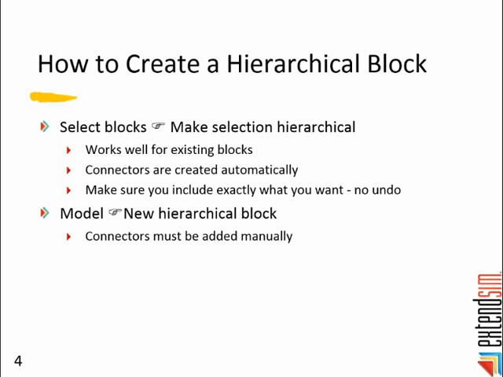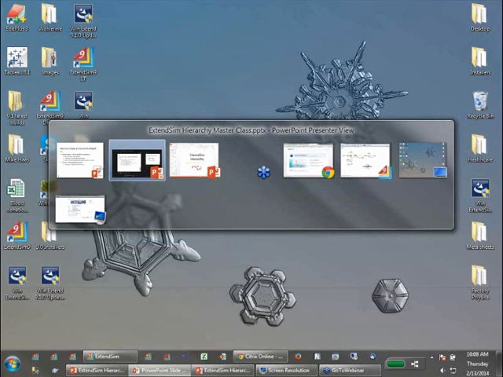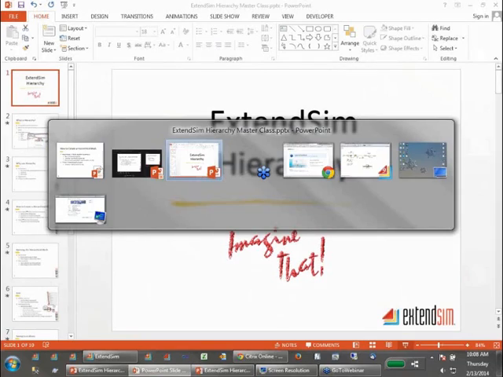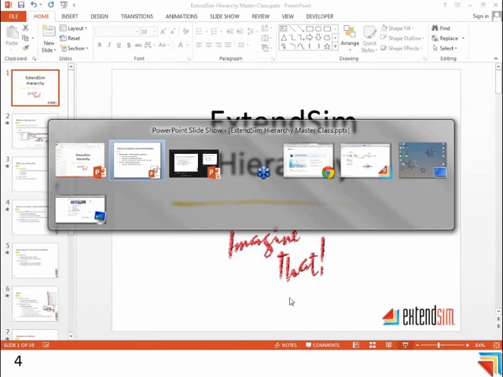So if you use the model new hierarchical block approach, the connectors must be added manually, and you add all the blocks to that hierarchical block. So let's go through that process very quickly here. Jump over to ExtendSim.